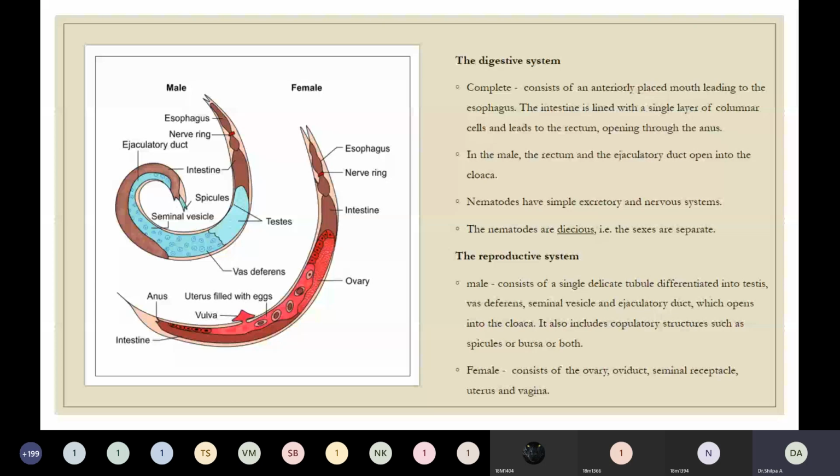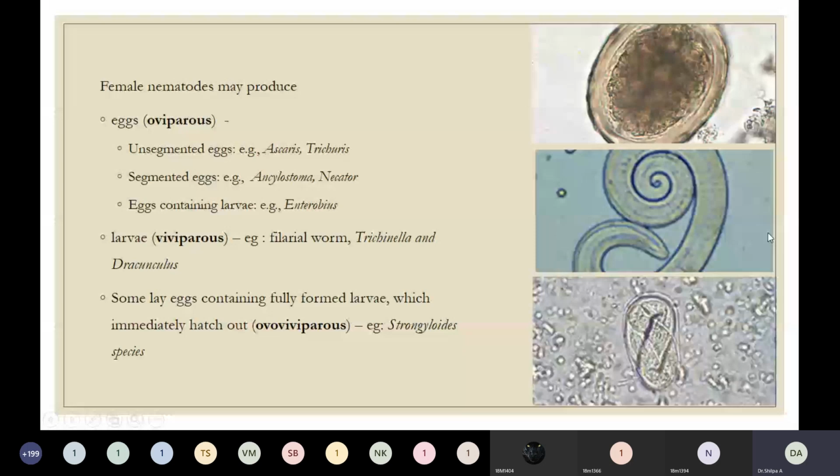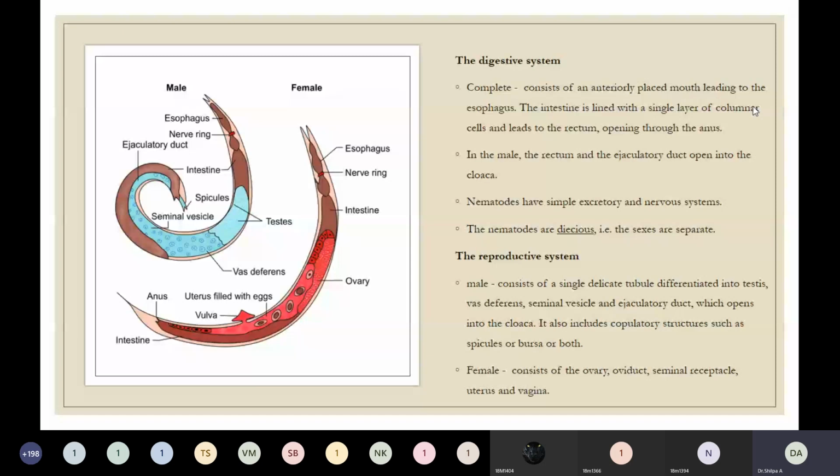Now coming to the nematodes, they have a simple excretory and nervous system, and these nematodes are dioecious. That means there are two separate sexes, male and female, like in any other parasites. Now coming to the reproductive system. The reproductive system in male is depicted in blue color. In the first picture, the blue color thing is the reproductive system. In the males, it consists of a single tubule which is differentiated into testis, vas deferens, and seminal vesicle. They are called spicules or bursa, and in some there could be both, spicules and bursa.